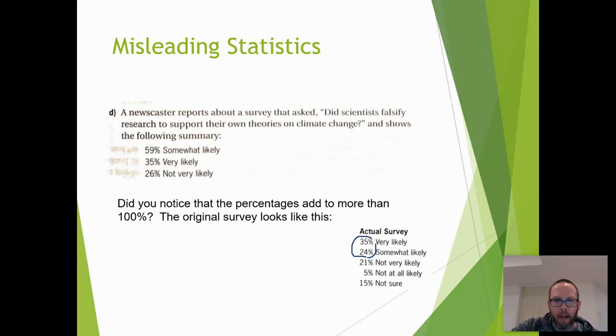And then 35% very likely shows up. So you can see they actually counted that twice, right? And then 26% not very likely combined these two guys. And they didn't even include the 15%. So that was like skewing the data even more. There's like two bad things going on here.